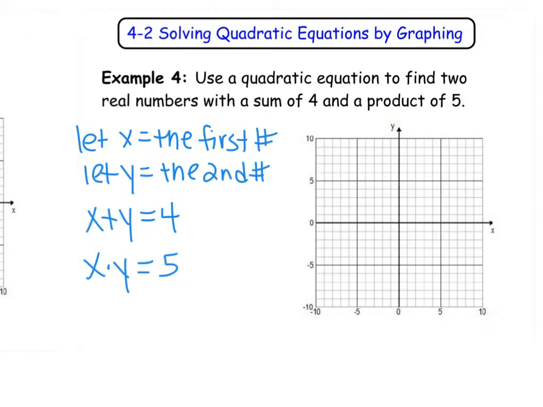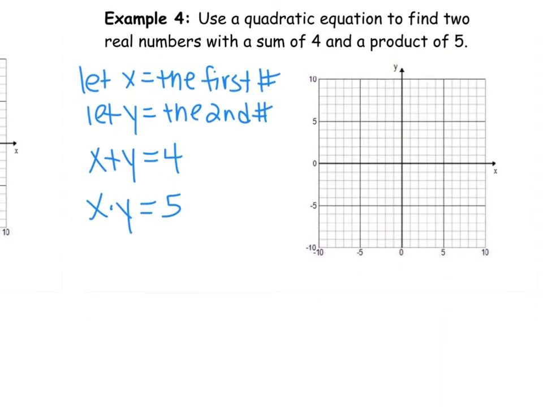So now I've got to combine these two requirements into one statement, and I want it to be a quadratic. So I'm going to keep this one, and I'm going to substitute this somehow into this equation. So generally we deal with x's, so let's keep our x. So let's solve this guy for y.